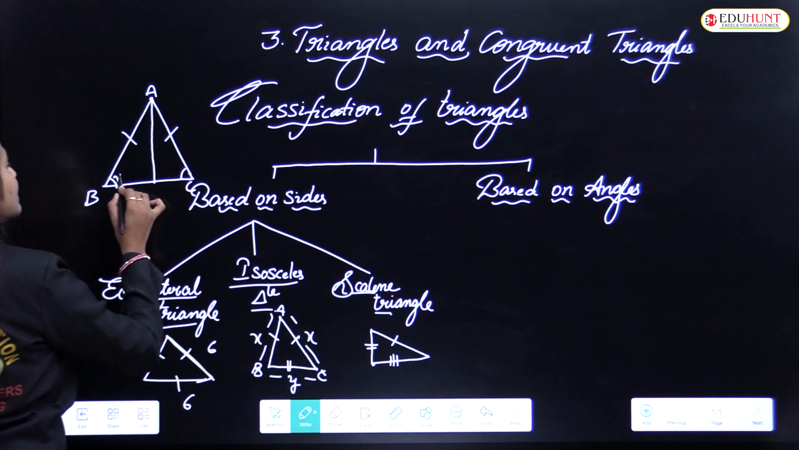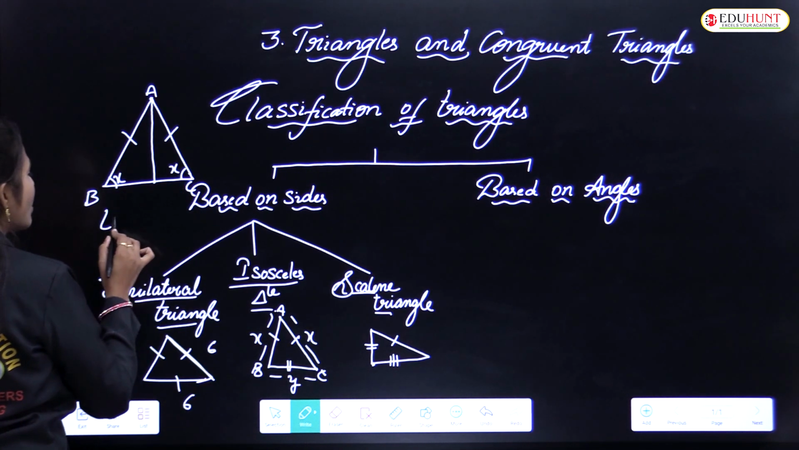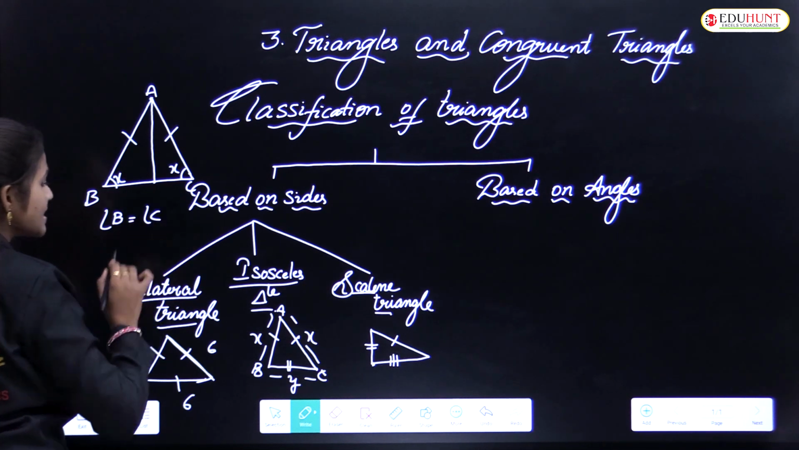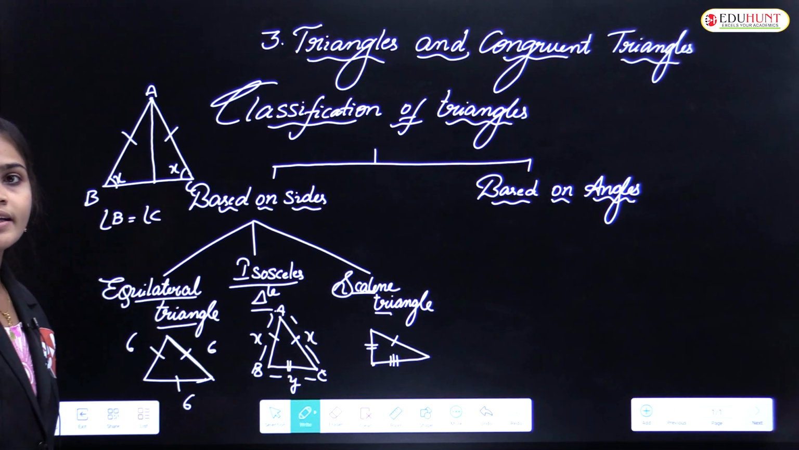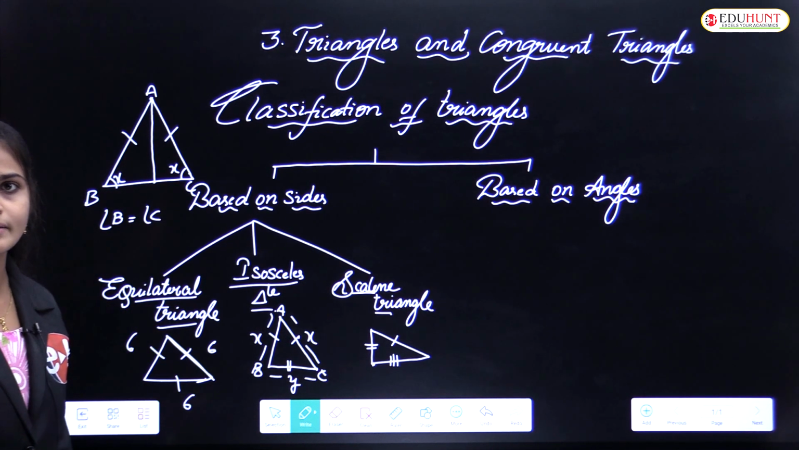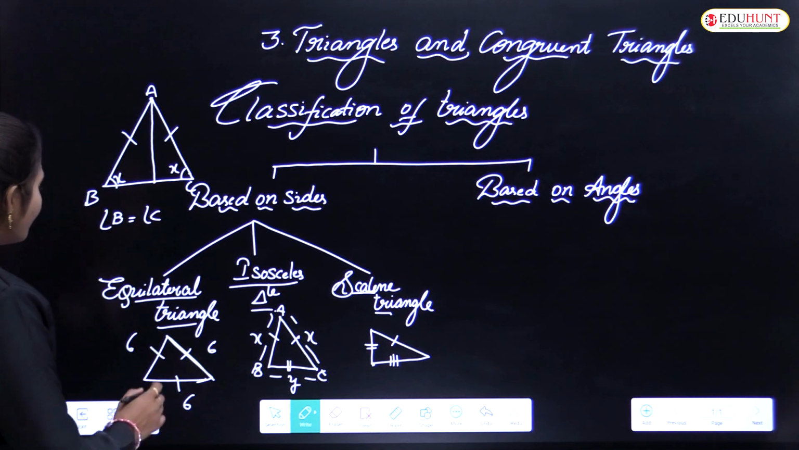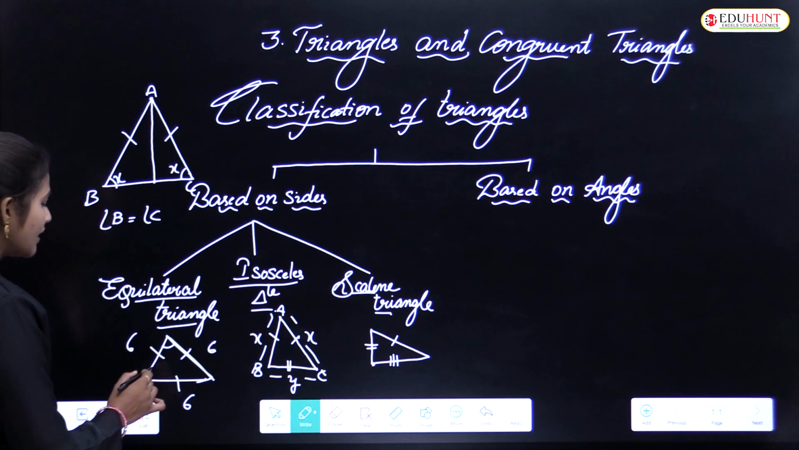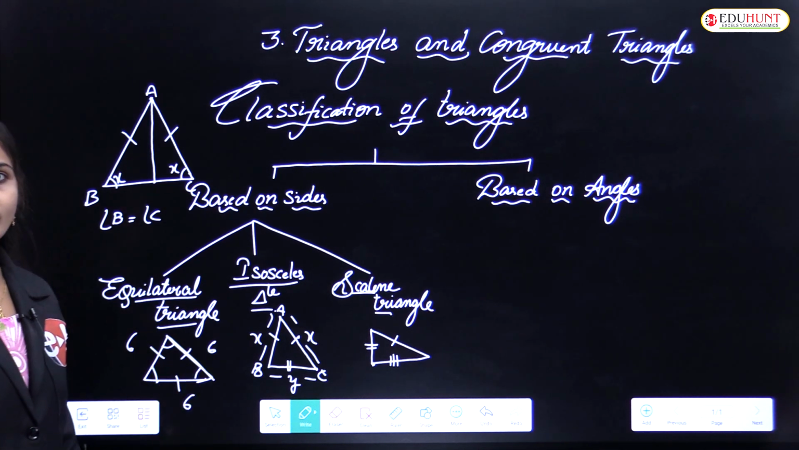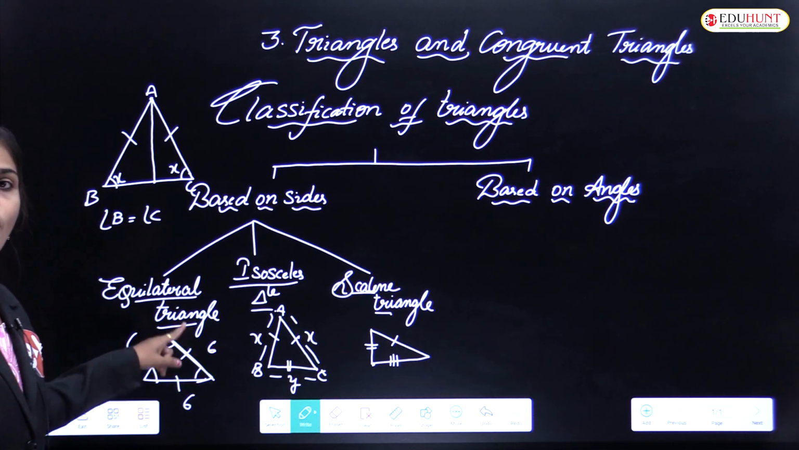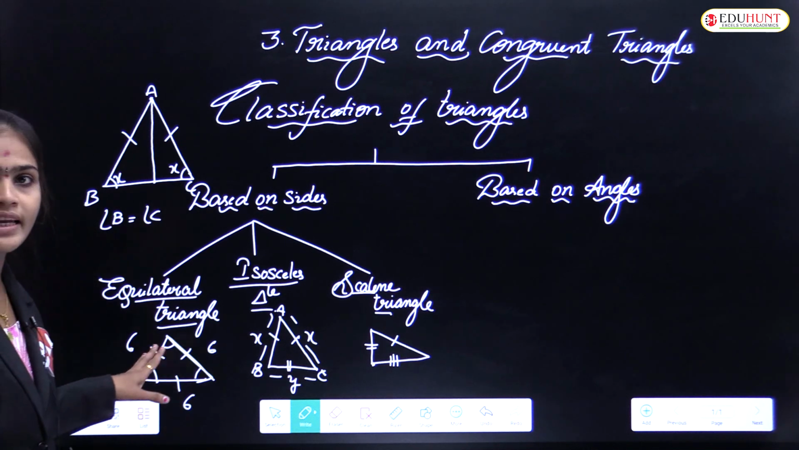Here this is x and here also this is x. So angle B is equal to angle C. Where can we observe this? In an isosceles triangle. Is it clear to you? Next, the measurements are different. When you observe an equilateral triangle, all sides are of equal length. So we can say that all angles are equal.